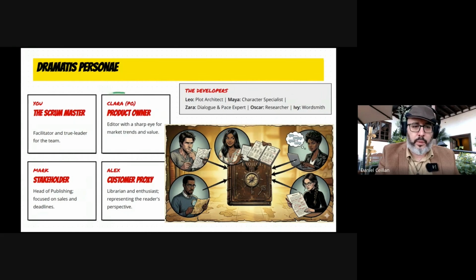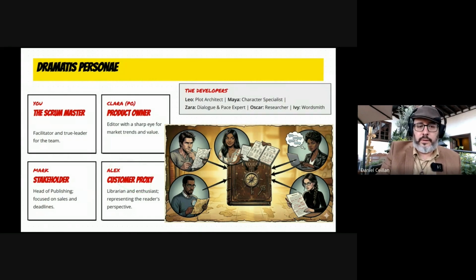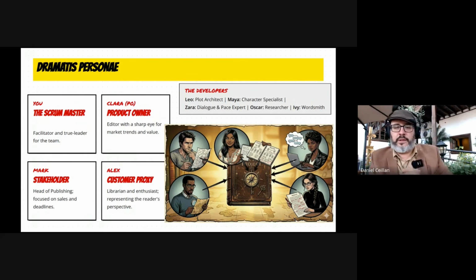And of course, we have one product owner. In this case, me or you are the Scrum Masters. And we have some stakeholders represented by Mark. And we have a customer proxy, Alex. The customer proxy is a librarian, an enthusiast representing the reader's perspective. It's someone that has the readers', the buyers' mentality.